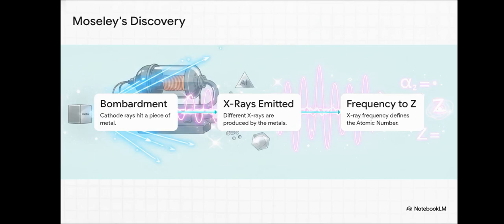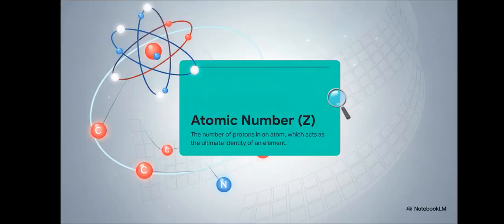But here's where it gets really cool. Moseley noticed that the frequency and wavelength of those specific X-rays were directly proportional to a fundamental property of the element itself. He essentially discovered a bulletproof way to read an element's secret identity, what we now call the atomic number, or Z. So the crucial point is that the atomic number, Z, isn't just some random filing label. It's actually the exact count of protons securely sitting inside that atom. It is the ultimate identity card.